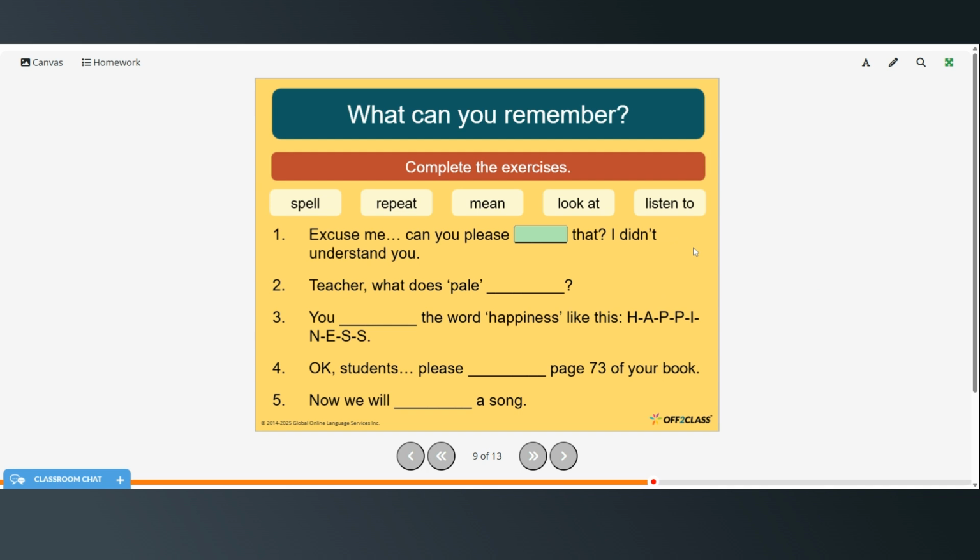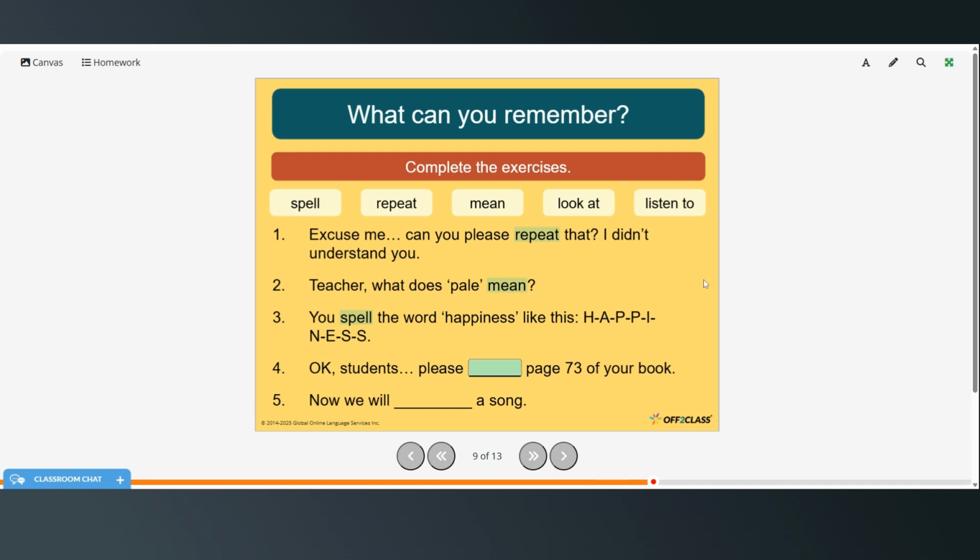So excuse me, can you please repeat that? I didn't understand you. Teacher, what does pale mean? You spell the word happiness like this, happiness. Okay, students, please look at page 73 of your book. And now we will listen to a song.